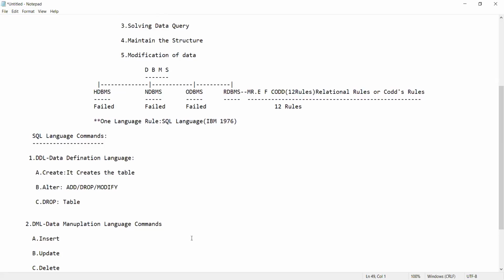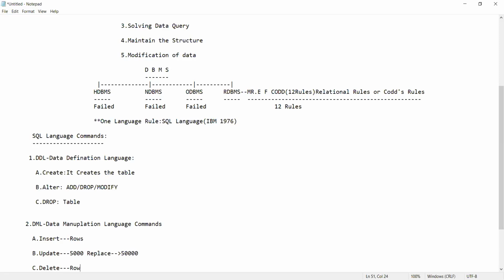Insert is used to write new rows. Update is used to change the existing data. Suppose you have an employee salary of 5,000 and I want to replace this 5,000 with 50,000. This is called updating the data. Delete means deleting the rows, delete all the rows.